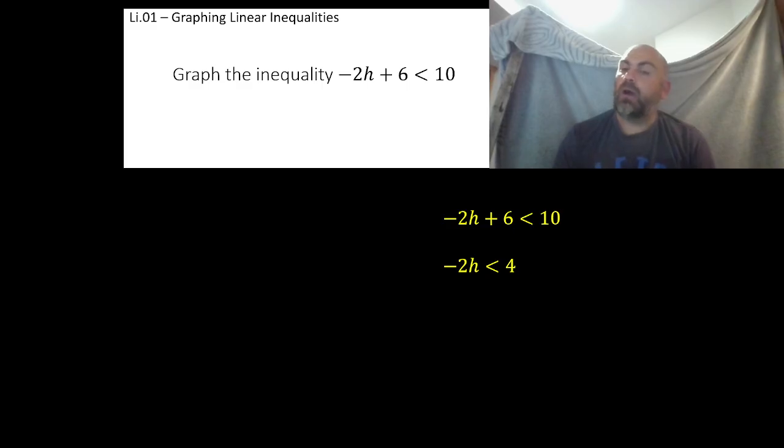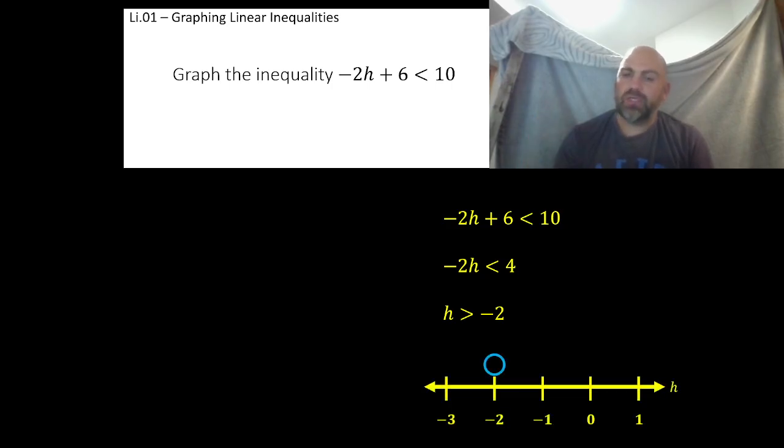Divide. Now, the important thing is when we do this, and this is something to remember from years back when you did this in grade 9, is you have to do something to the inequality sign. When you divide by a negative number, you're going to swap the inequality sign around. So instead of having a less than symbol, you have a greater than symbol. And so h has to be greater than negative 2. When we plot it, it's going to look something like that. And that's what our graph is going to look like.